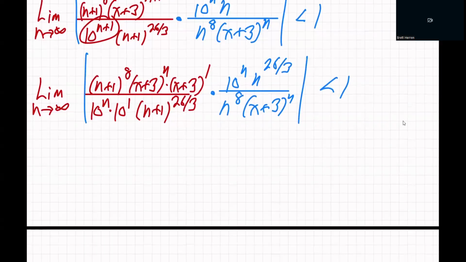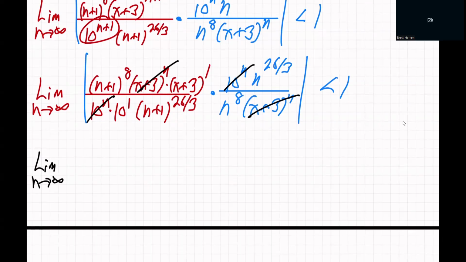Okay, let's see what we can do now. We can cross off some stuff. x plus 3 to the n, x plus 3 to the n. 10 to the n, 10 to the n. All right, that's it. Limit n goes to infinity.